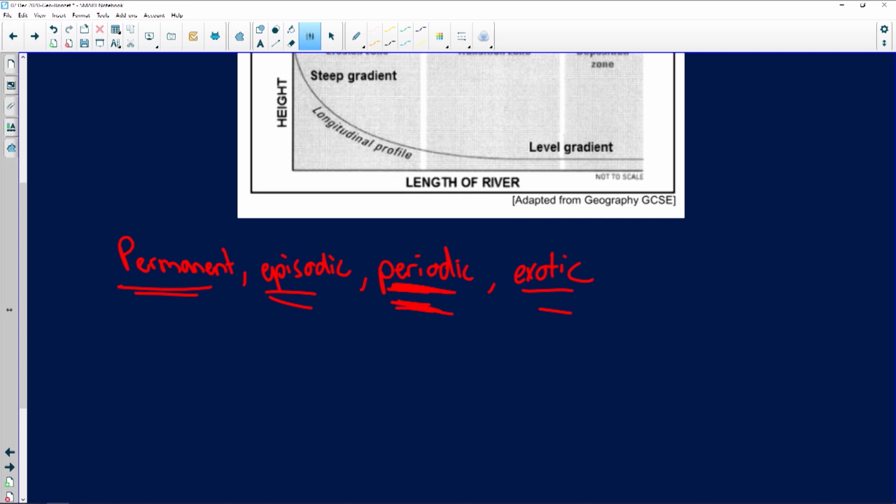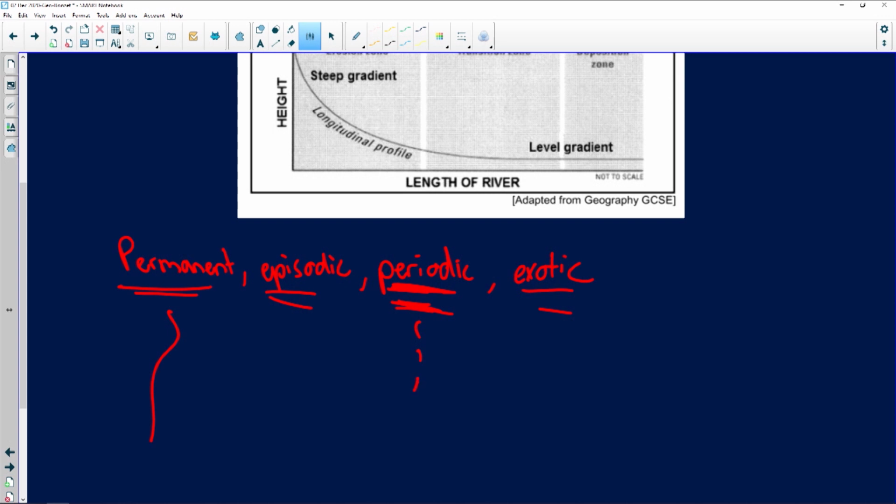Okay, more content. Permanent, the same river that you've been introduced to in grade 10. It's the solid blue line. It's known as a perennial river. A permanent river flows all year round, in high rainfall areas. It doesn't dry up. So you know it from grade 10 as a perennial river. That's a permanent river.